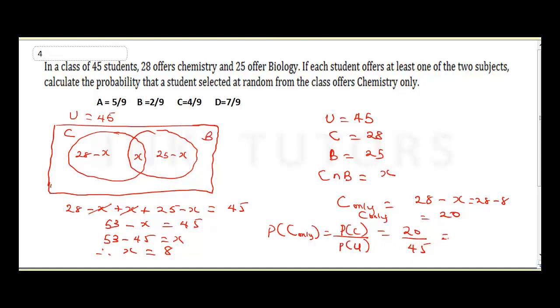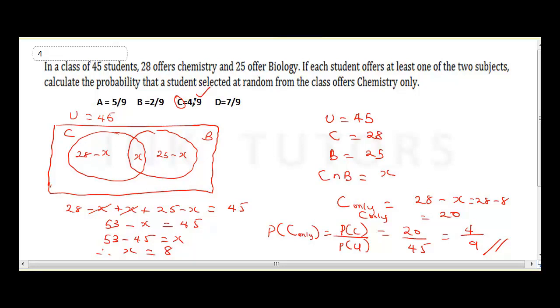What can divide through here? I think 5 can divide. So we will get 5 into 20 will be 4, and 5 into 45, it's going to give us 9. So our final answer is 4 over 9. So the correct answer here is C. So we are going to mark our C.